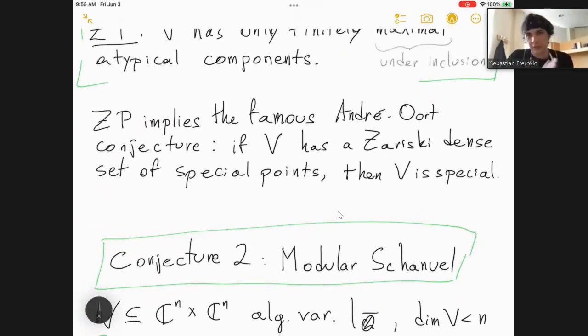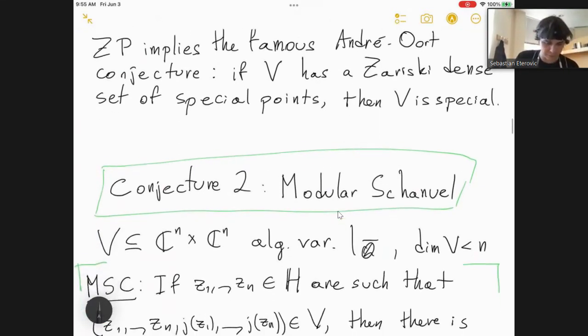So modular Schanuel is a modular version of Schanuel's conjecture. Schanuel's conjecture is a conjecture for the exponential function. This conjecture comes from the world of the study of periods. So this is the conjecture that arises from the period conjecture of Grothendieck-André. I will talk a little bit more about this soon.